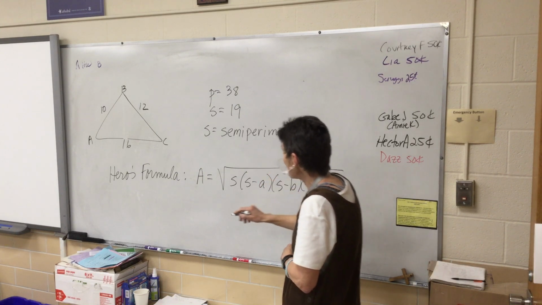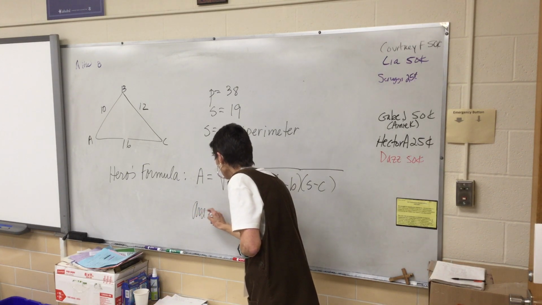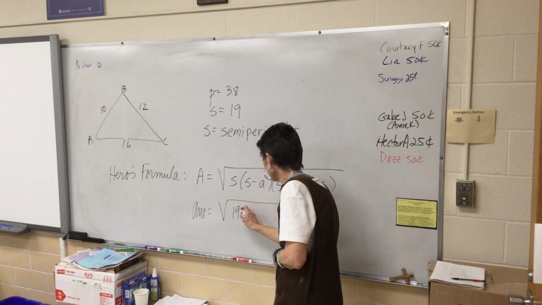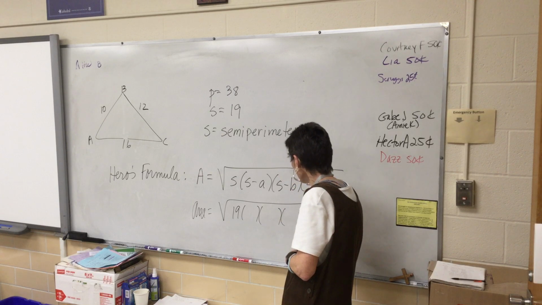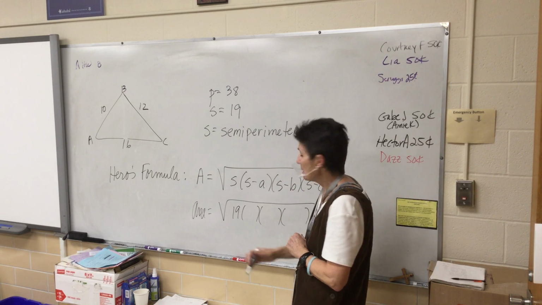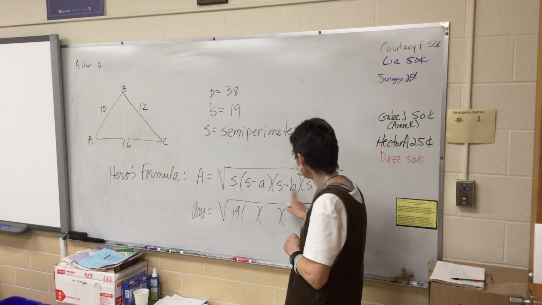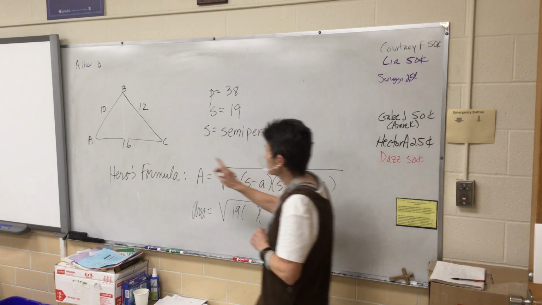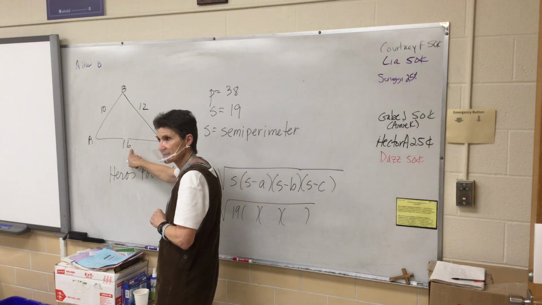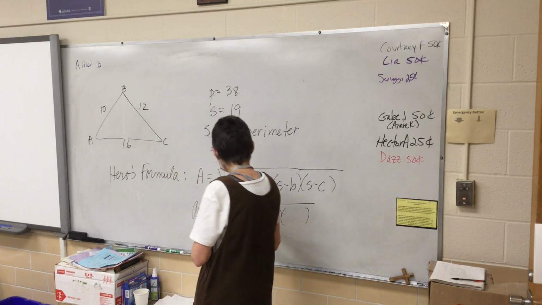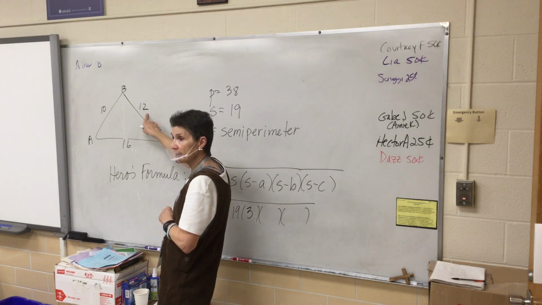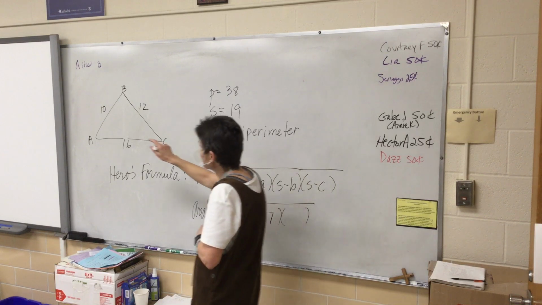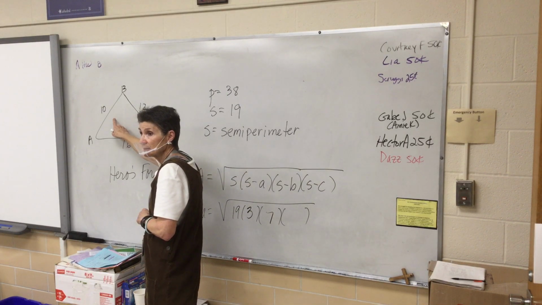So to find the area of my triangle, I'm going to take my 19, and then I am going to multiply it by 19 minus each side. So the order doesn't matter. So what's 19 minus 16? 3. And then 19 minus 12? 7. And then 19 minus 10? 9.